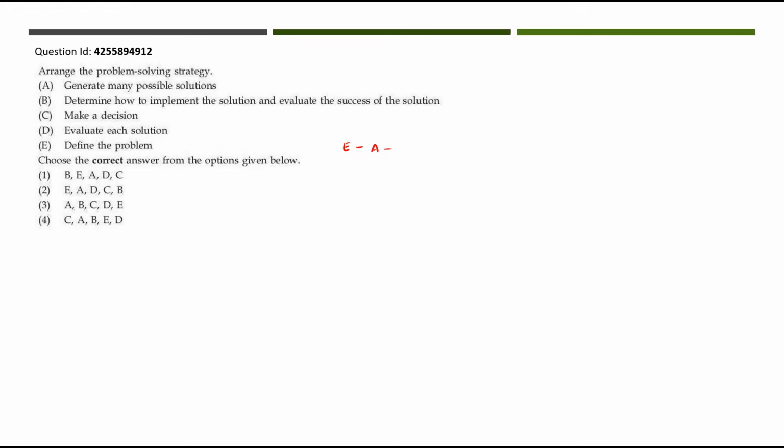After generating many possible solutions, we have to evaluate each solution. It means whether this will work or not. That evaluation has to be done. So next we will go with D. After evaluating every solution, we have to make a decision on which solution are we going to choose. This will be C, and after making a decision we are sticking to a particular solution. Now we have to implement that particular solution. Determine how to implement the solution and evaluate the success of the solution is B. E, A, D, C, B will be the right sequence. Option number 2 will be the right answer.